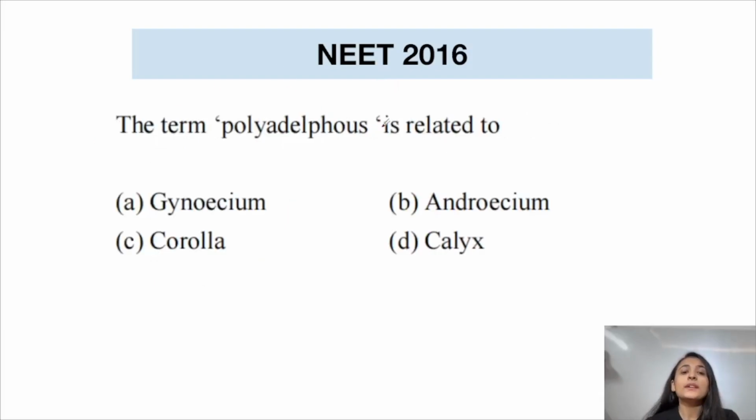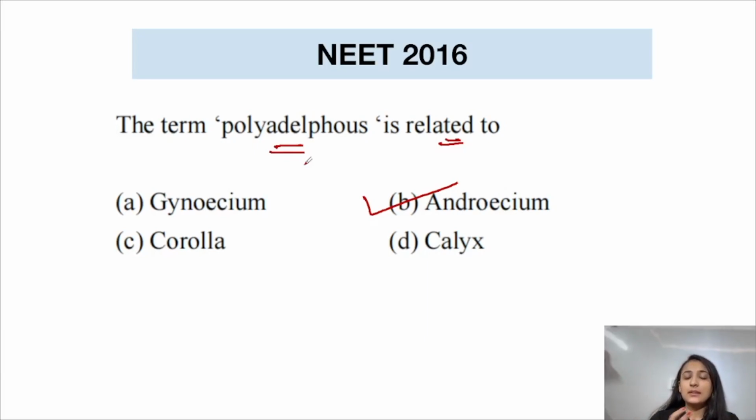Now the term polyadelphous is related to a question from NEET 2016: Gynoecium, Androecium, corolla or calyx. A very easy question. The term polyadelphous is related to Androecium. Adelphous means when the stamens are fused with each other, they are present together as a bundle. When the filaments of stamens are fused with each other, they are now present in a bundle.